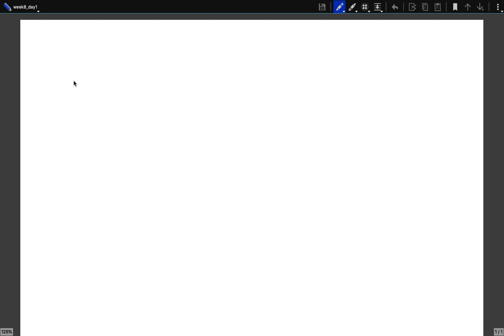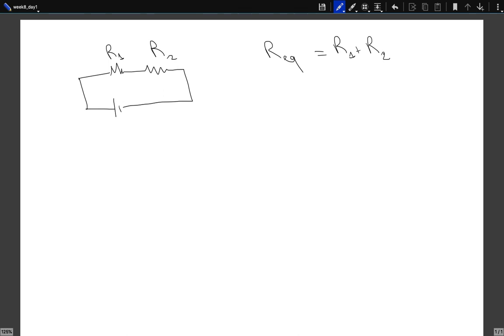Last week we started discussing resistors, and the last thing we had discussed, if you remember, we were looking at various connections of resistors. We said that if you have a battery, you can connect two resistors in series, which basically means that the same current passes through both of the resistors. And in this case, the equivalent resistance of the system is just the sum.